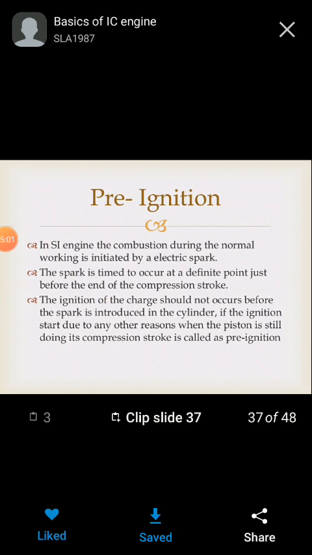Pre-ignition. In an SI engine, the combustion during normal working is initiated by the electric spark, and the spark is timed to occur at a definite point just before the end of the compression stroke. The ignition of the charge should not occur before the spark is introduced in the cylinder. If the ignition starts for any other reason while the piston is still doing its compression stroke, it is called pre-ignition.